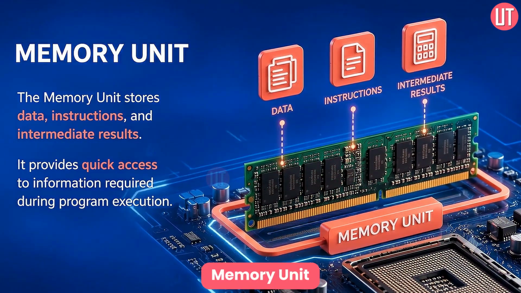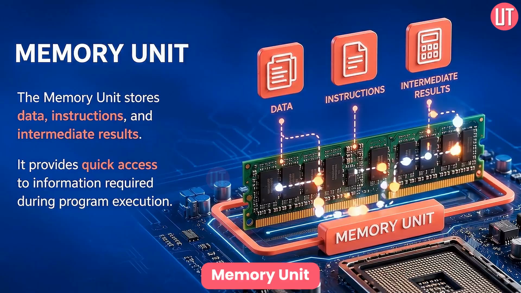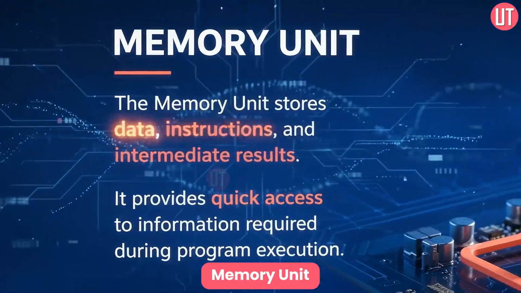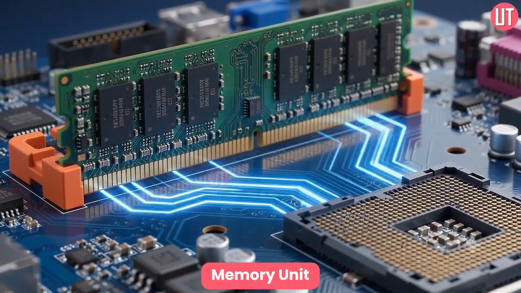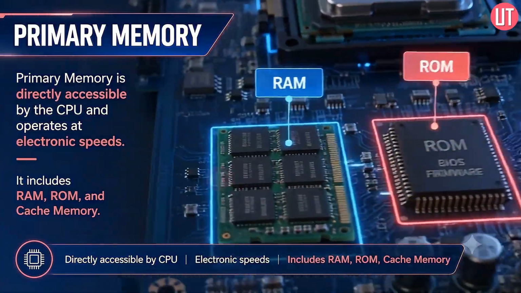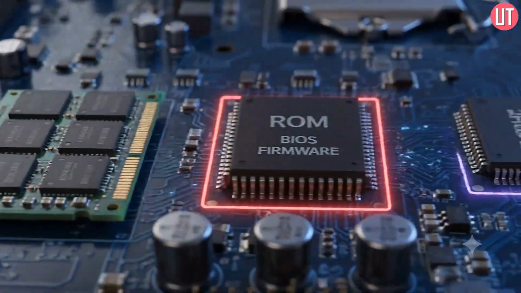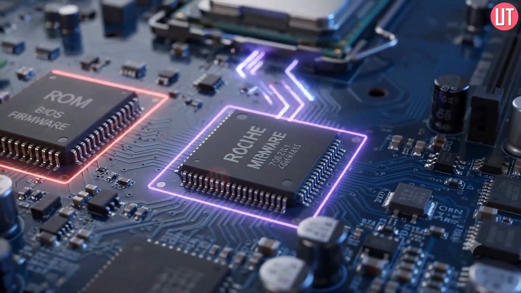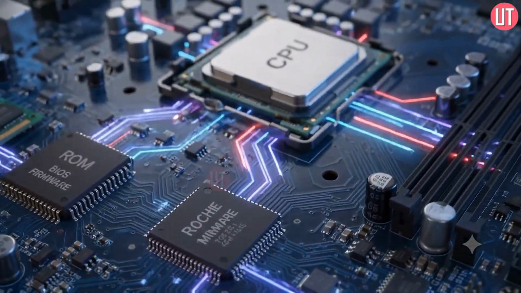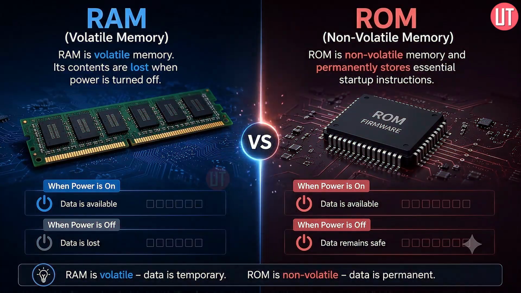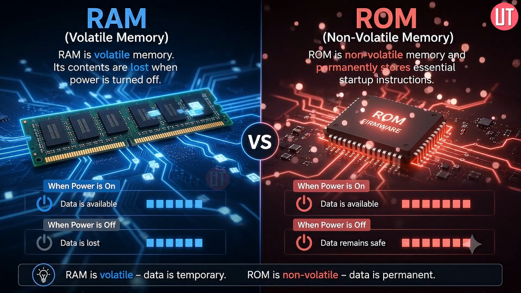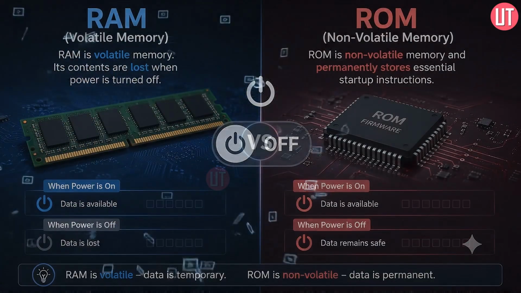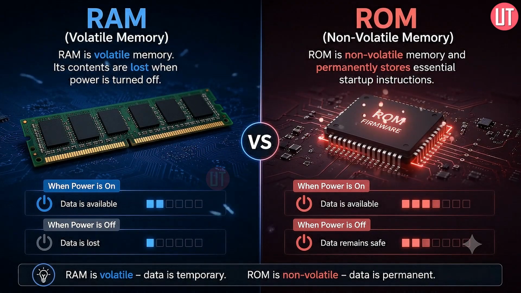The memory unit stores data, instructions, and intermediate results. It provides quick access to information required during program execution. Primary memory is directly accessible by the CPU and operates at electronic speeds. It includes RAM, ROM, and cache memory. RAM is volatile memory. Its contents are lost when power is turned off. ROM is non-volatile memory and permanently stores essential startup instructions.